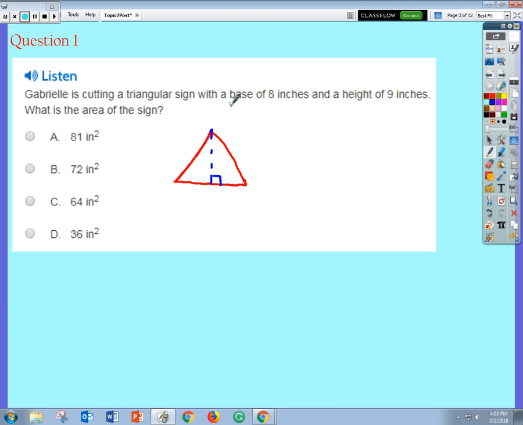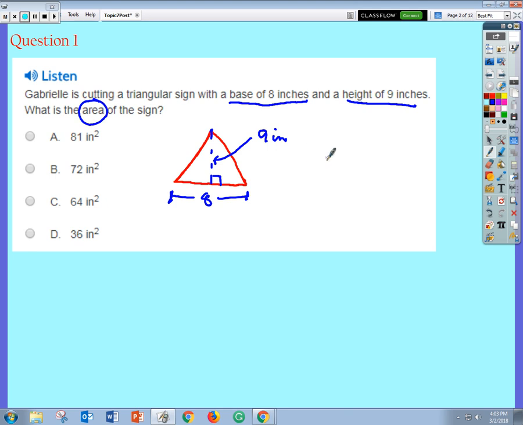And it says it has a base of 8 inches. Notice how I'm underlining here, a base of 8 inches. So from here to here, 8 inches. We know the height. The height is 9 inches. Right here, we have 9 inches. We want to find the area. We want to find the area of the sign.